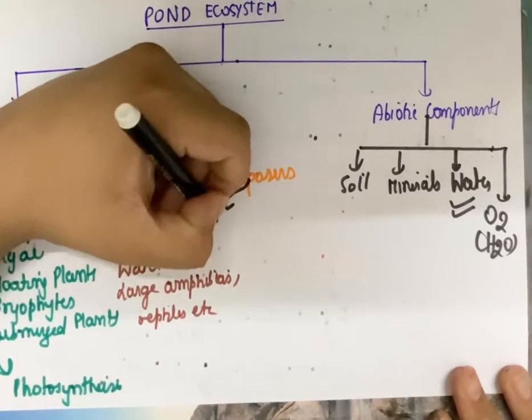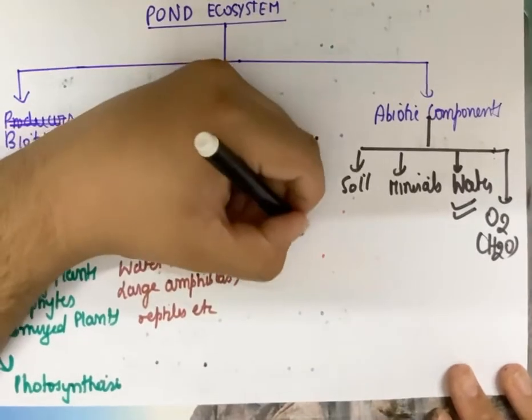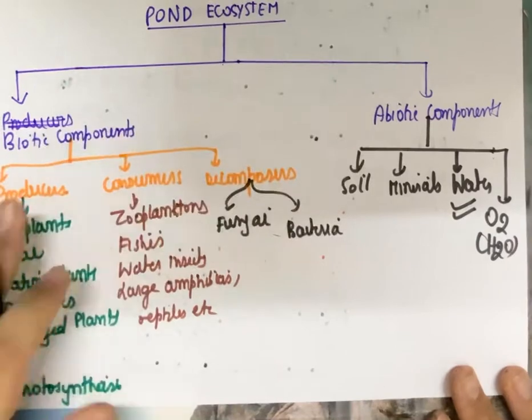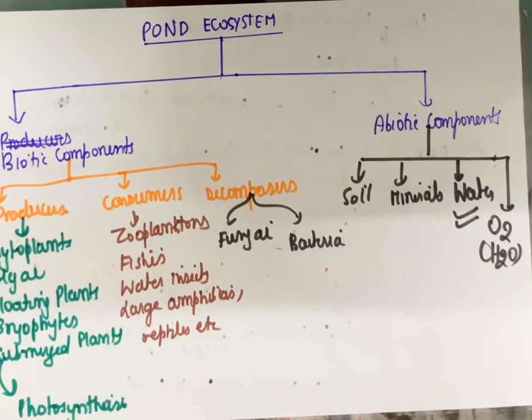So these will include fungi and bacteria. In case you have any doubt with these terms, I will definitely soon come up with a video explaining all the levels of an ecosystem as well: producer, consumer, decomposer, etc. The NCERT is very well explained, so please go through that as well for your reference.